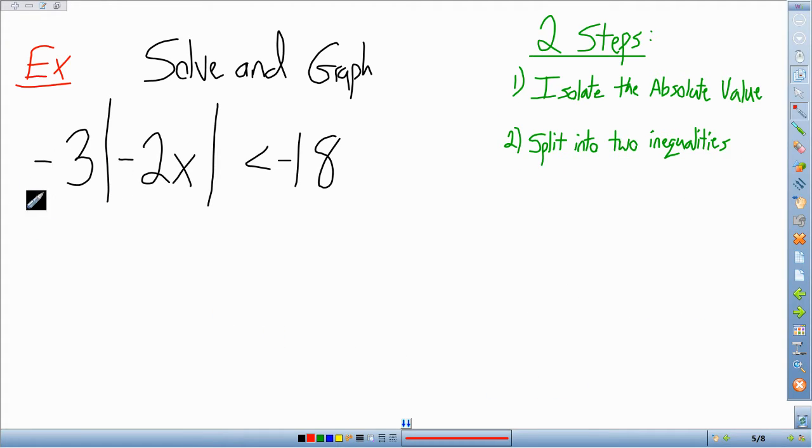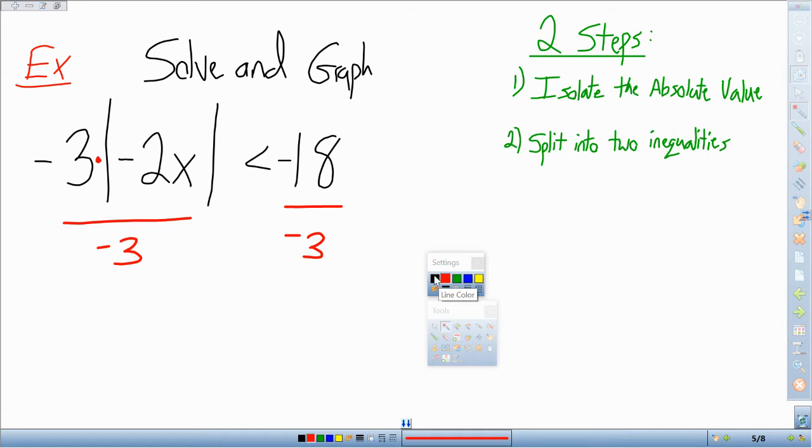Okay, so here's what I noticed. Negative 3 on the outside, it's being multiplied by my absolute value. I know to get rid of that, we're going to divide by a negative 3 on both sides. Here's a big thing. I just divided by a negative. That means I need to flip my inequality. Really easy to forget that.